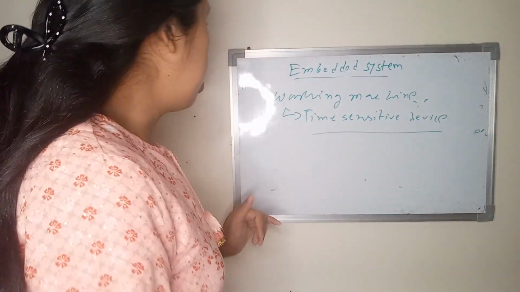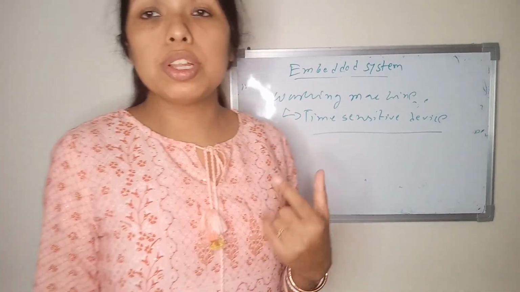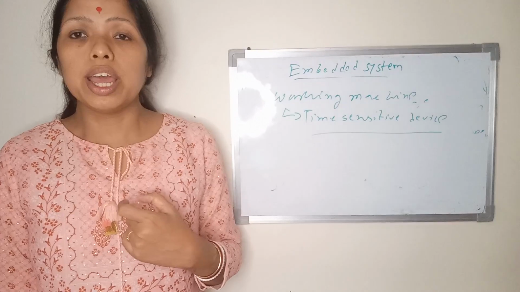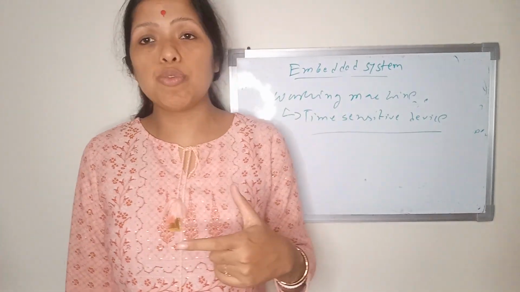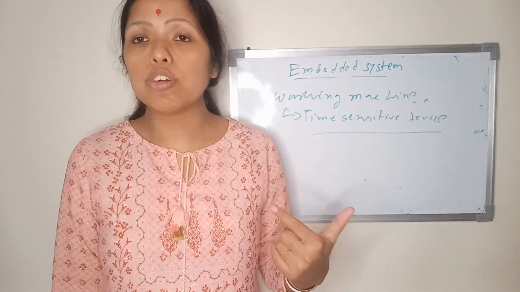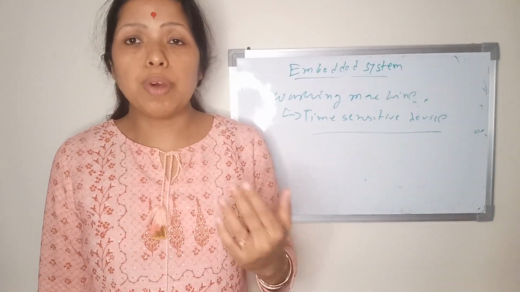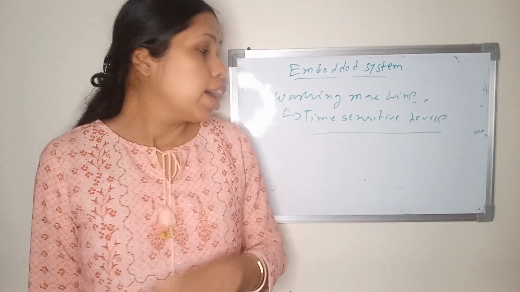And if you think about a digital clock, this is also one kind of embedded system. And a smart clock, if you think, that will be based on IoT and the embedded system. The smart clock is based on IoT and the embedded system.